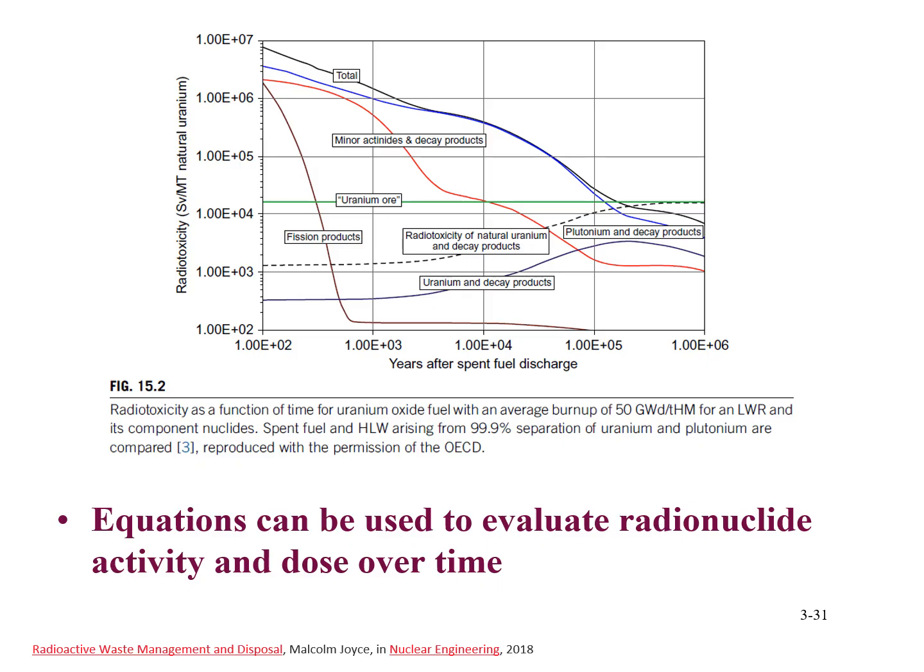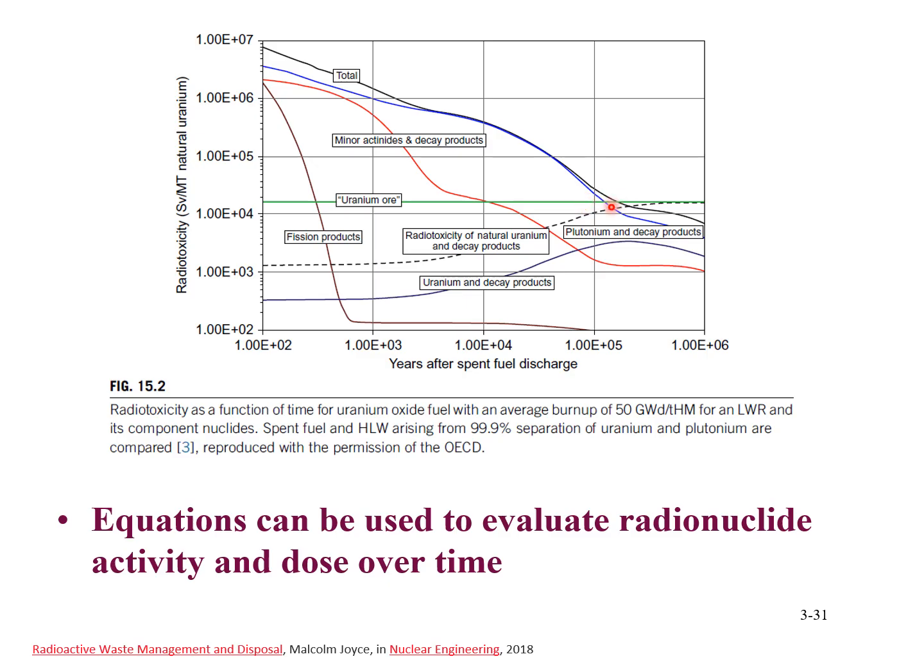Here's an example of the utility of the equations we've just explored. This figure shows the radiotoxicity of radioactive waste as a function of time, listed in sieverts per metric ton of natural uranium. It's a way of comparing the toxicity of spent fuel to that of natural uranium. There's this line that shows natural uranium ore. So the idea is, how long would you need to wait so that spent fuel becomes as toxic as natural uranium? And you see this point over here.